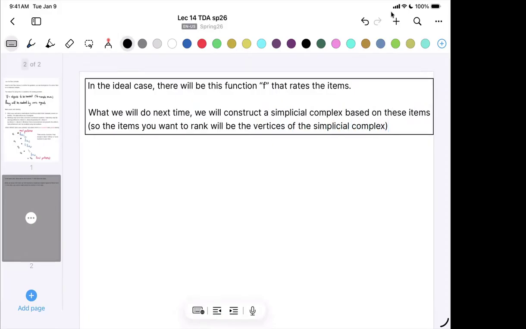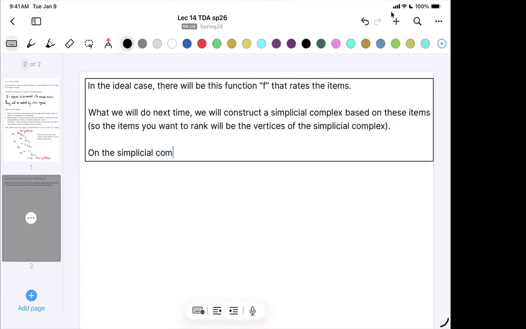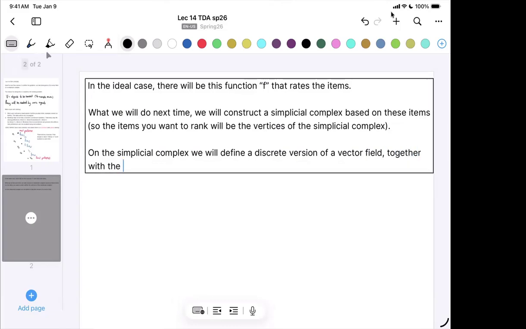And on the simplicial complex, we will define something analogous to a vector field, a discrete version of a vector field. And once you have a version of the vector field, we will have a version of the curl of the vector field, and together with the curl of the vector field.